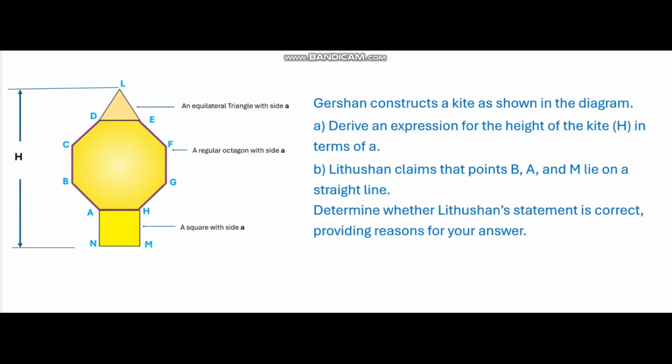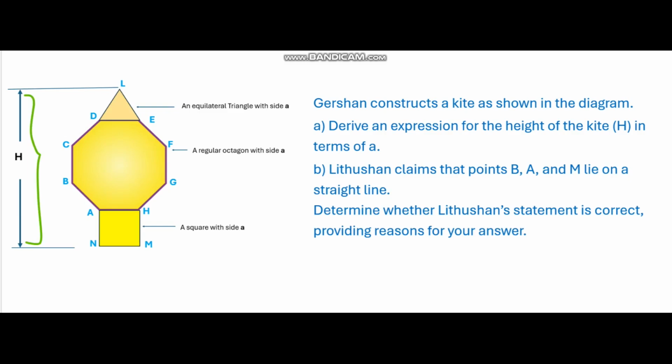Okay, so what do we have here? This is a kite, and this is a square with side A, and this is an octagon with side A. This is an equilateral triangle with side A also. Now the first part of the question is find an expression for the height, which is this capital H, in terms of A.